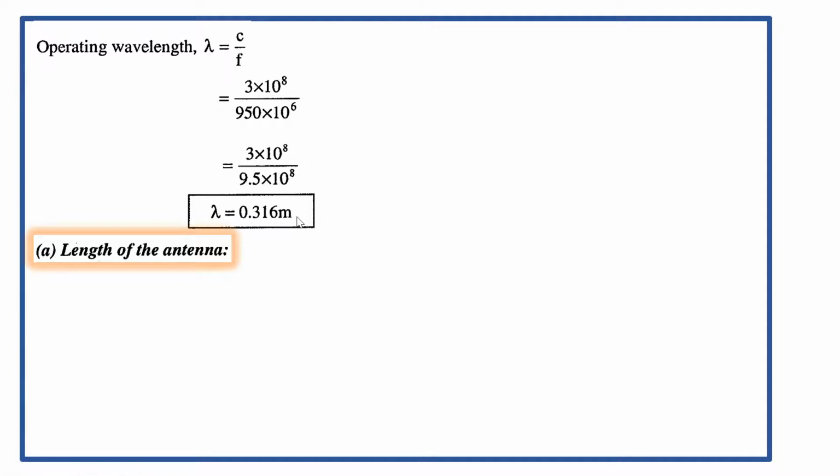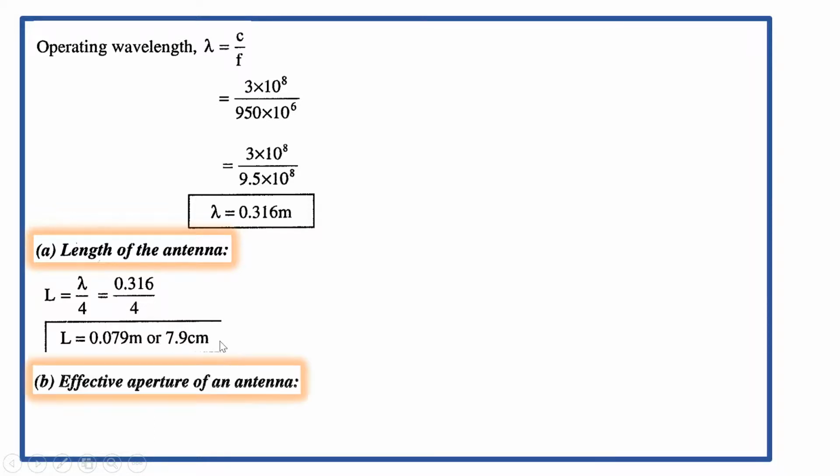Then what is the first question? They asked you to find the length of the antenna. It is given by the formula L is equal to lambda by 4. Just now we have found out the lambda value 0.316. So I substitute over here divided by 4. My answer is the length of the antenna is 0.079 meter or 7.9 centimeter. Right? So we'll move on with the second question.